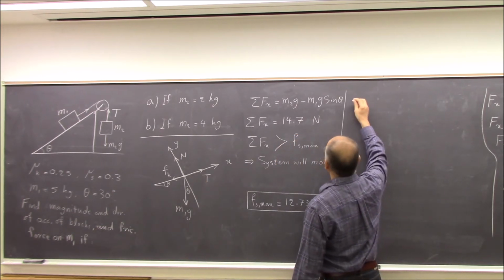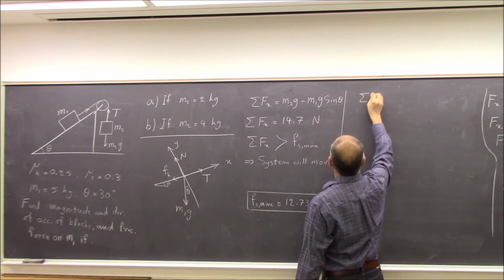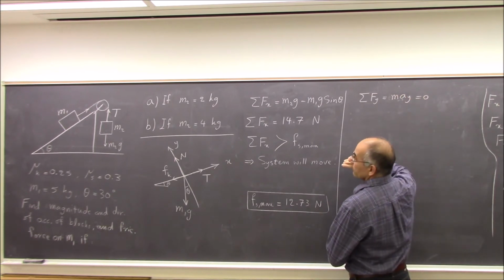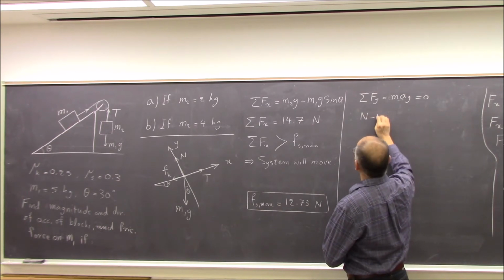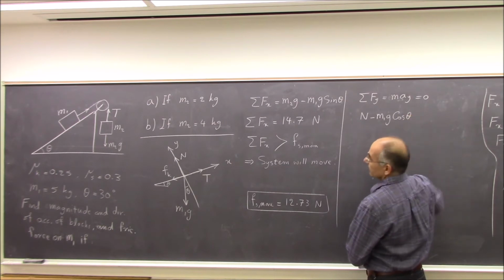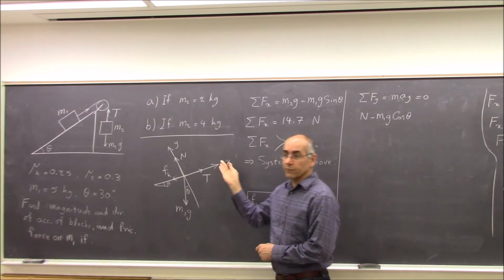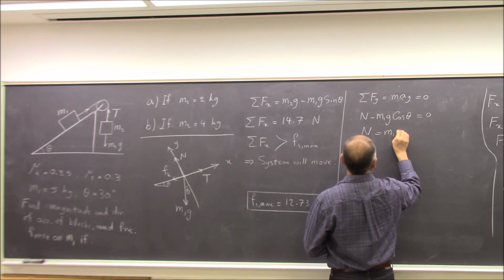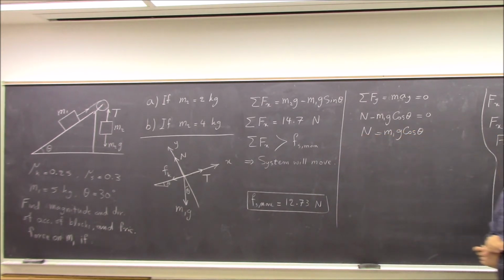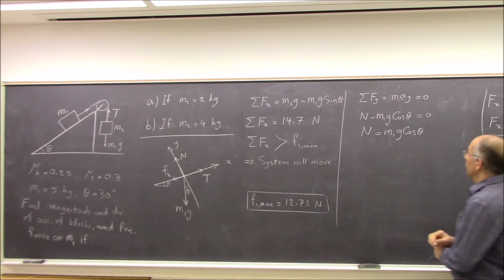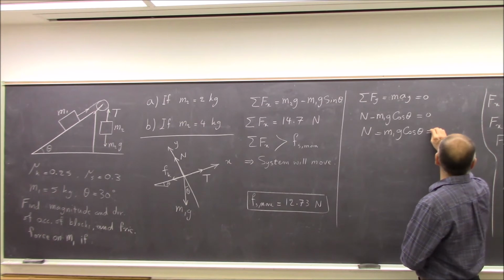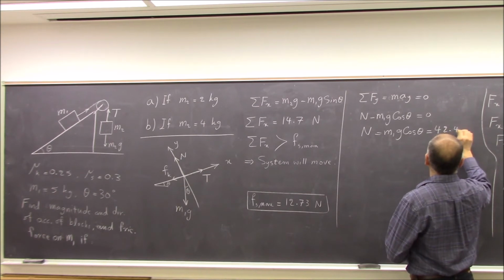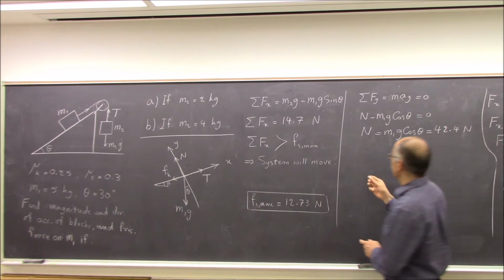So again, the normal force will be the same. We say sum of Fy equals M1 ay, which is 0. Sum of Fy is N minus M1g cosine theta, and the other forces are in the x direction, so they don't have y component. Equal to 0. Again, normal force is M1g cosine theta. You could say that the normal force is the same because nothing changed. So what was the normal force value? 42.4 Newton. Thank you.